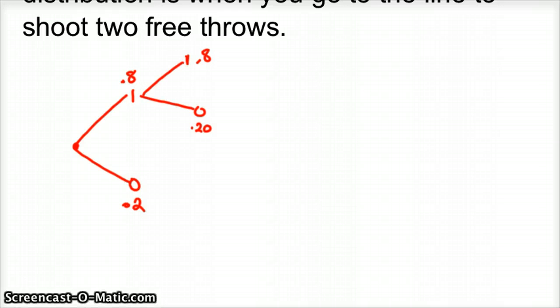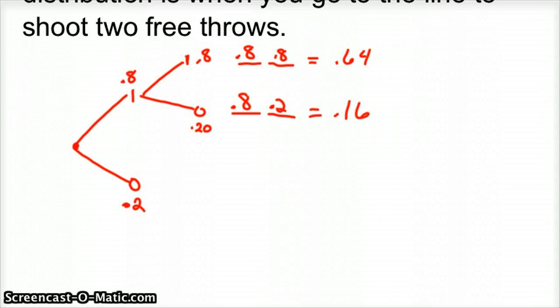So now we can calculate. For those two shots, if you make and make, that would be 0.8 times 0.8, which is 0.64. This next one is make first, miss second, and so that would be 0.8 times 0.2, or 0.16. So you have a 16% chance of making the first one and missing the second one.